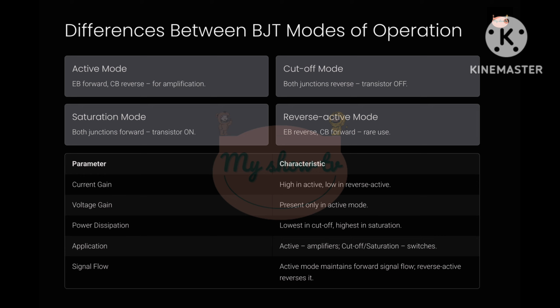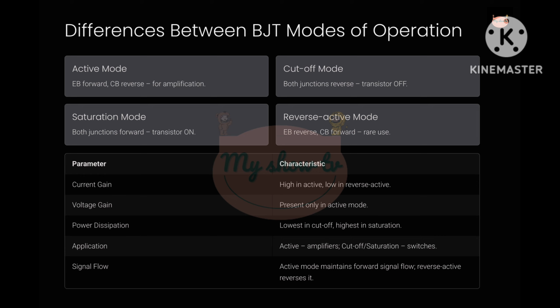3. Saturation mode, transistor is fully on. Both junctions forward biased. 4. Reverse active mode, transistor operates in reverse. Rarely used. 5. Current gain, high in active, very low in reverse active. 6. Voltage gain, present only in active mode.